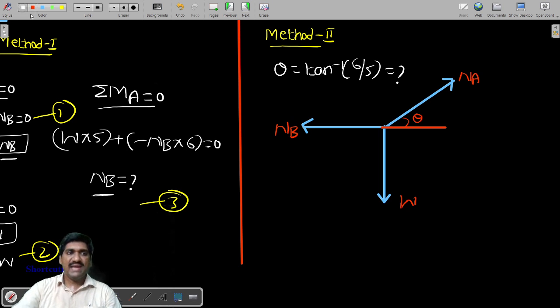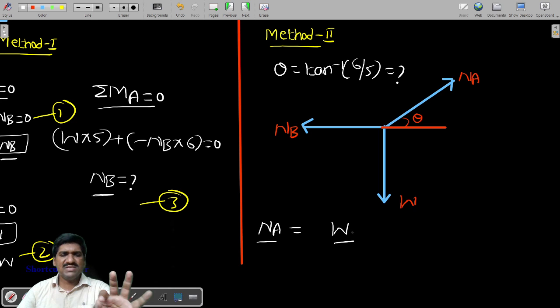I'm applying Lami's theorem, all of you. What is the requirement? NA is the requirement. What is the known value? W is the known value. No need to write the entire Lami's theorem. What we need, what we have, that's it. So NA divided by the sine of the angle between these two.